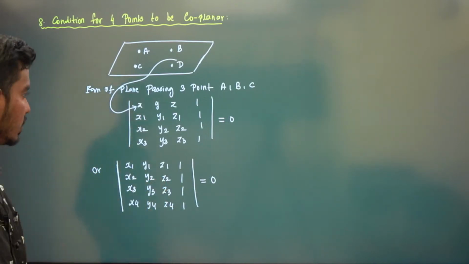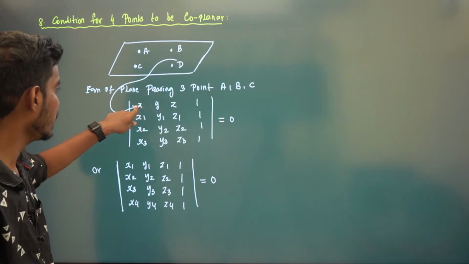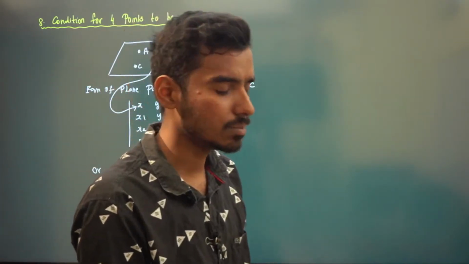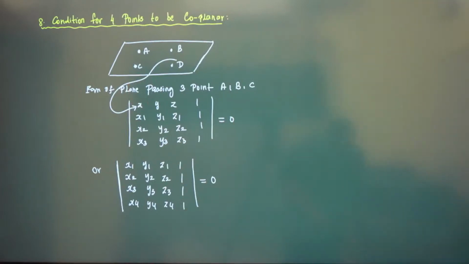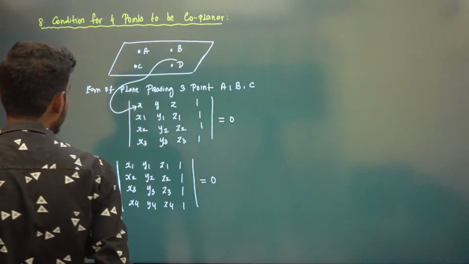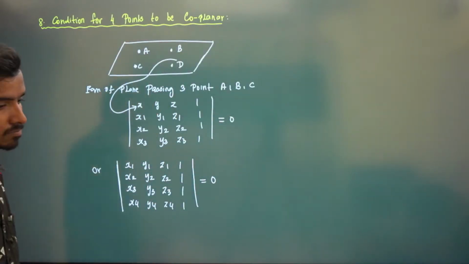So remember this formula. See, I'm substituting this D point here. D point is x4, y4, z4. I'm interchanging the columns. It doesn't affect the value. Is it clear? You can either find the equation of the plane passing through 3 points and substitute the fourth point in the equation. If it is 0, that point also lies on that surface, so that means it will be coplanar. If not, you just expand this determinant. If it is equal to 0, then you can say it is coplanar.